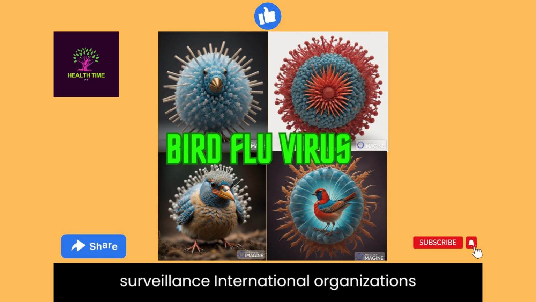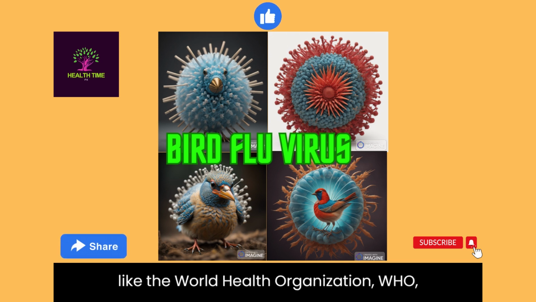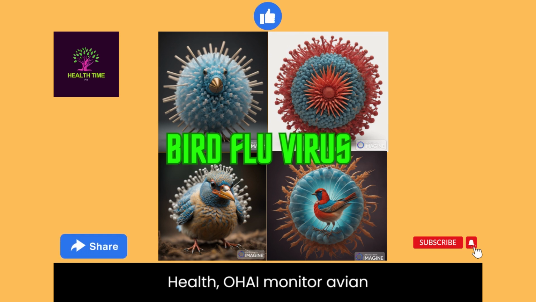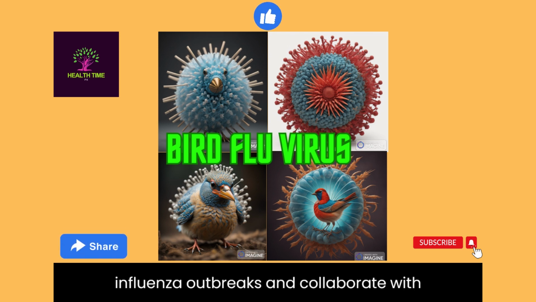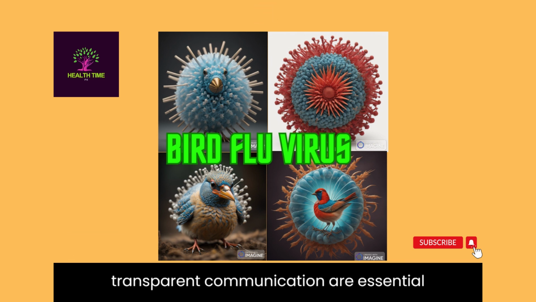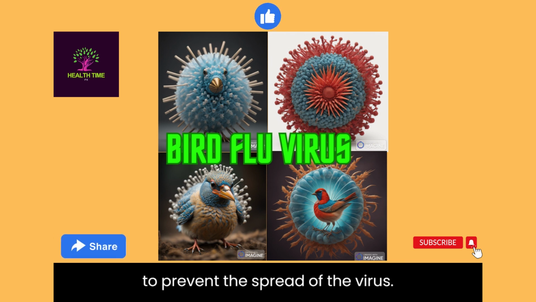Global surveillance. International organizations like the World Health Organization, WHO, and the World Organization for Animal Health, OIE, monitor avian influenza outbreaks and collaborate with countries to respond to potential threats. Prompt reporting and transparent communication are essential to prevent the spread of the virus.